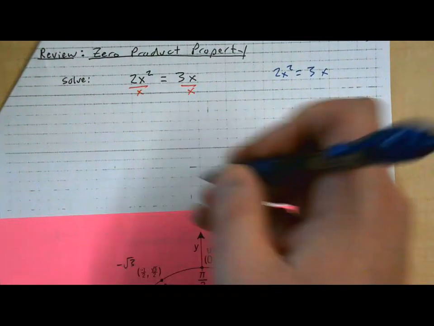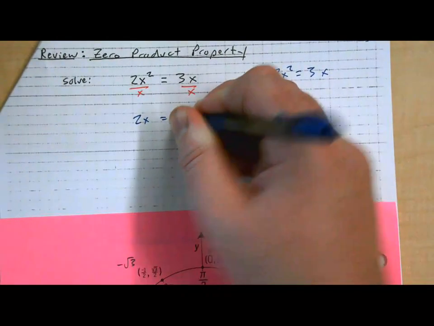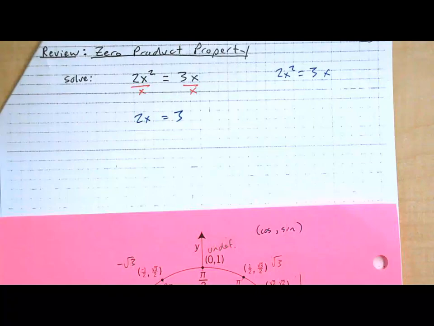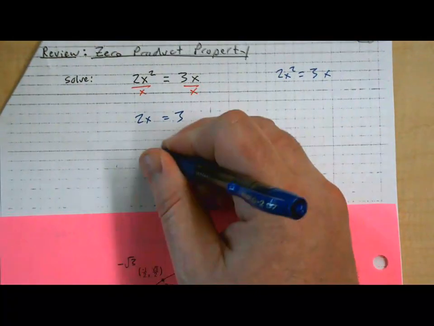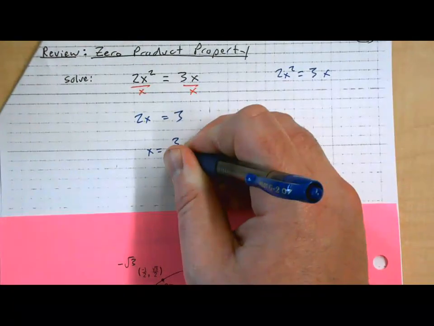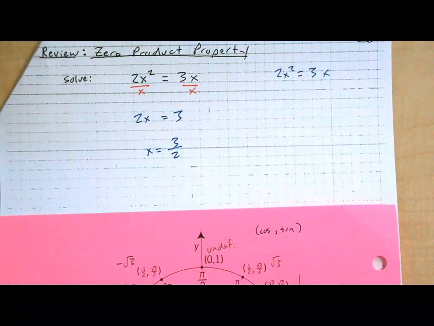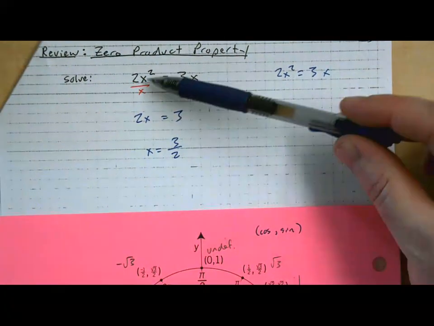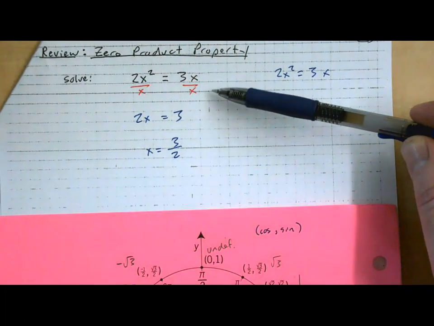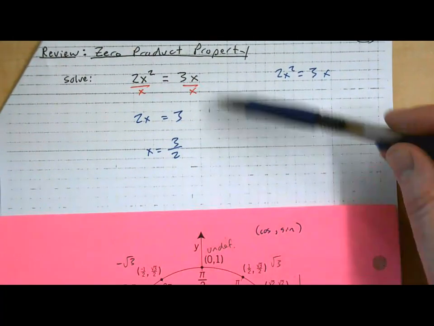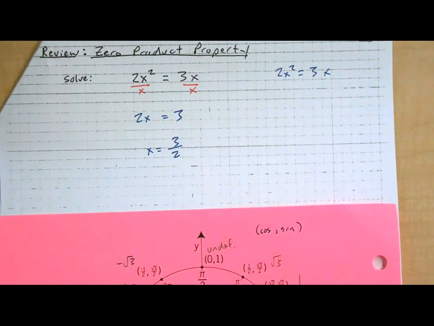So what would that get us? That'd get us 2x equals 3. Then we could divide by 2 on both sides, and we get x equals 3 over 2. x is 1.5. Boom. And if you plug 1.5 into the original equation, you will find that it is a solution. Okay, so that's one way we could do this problem.